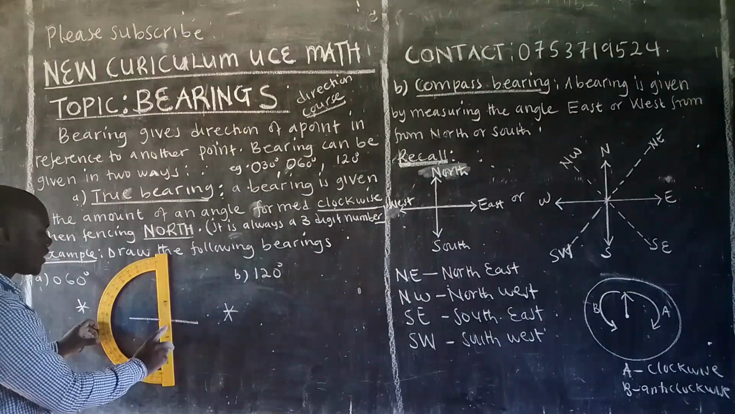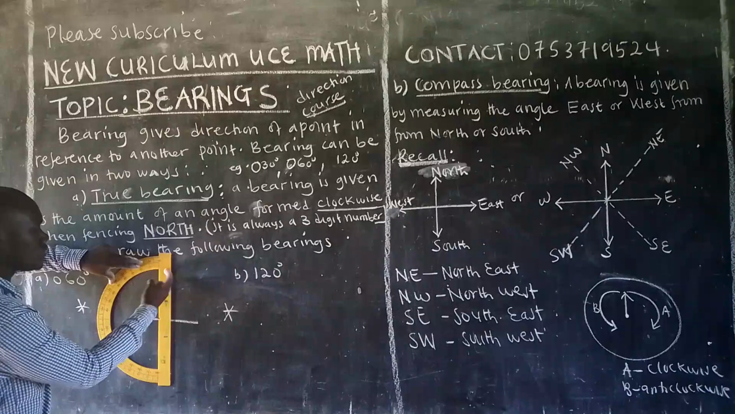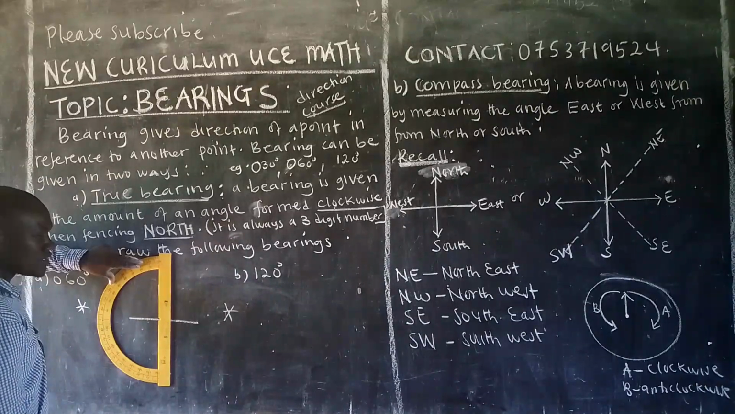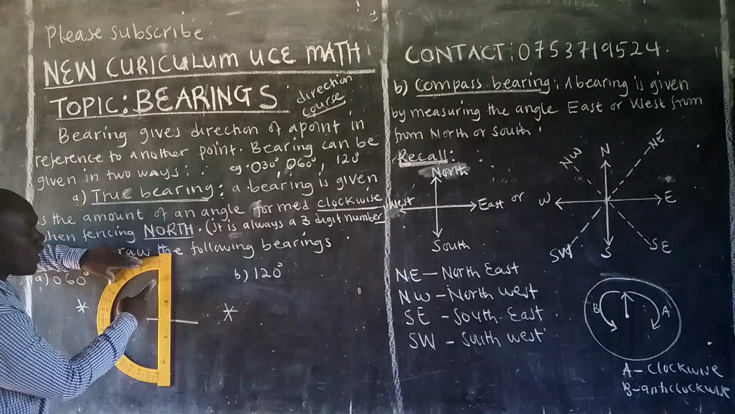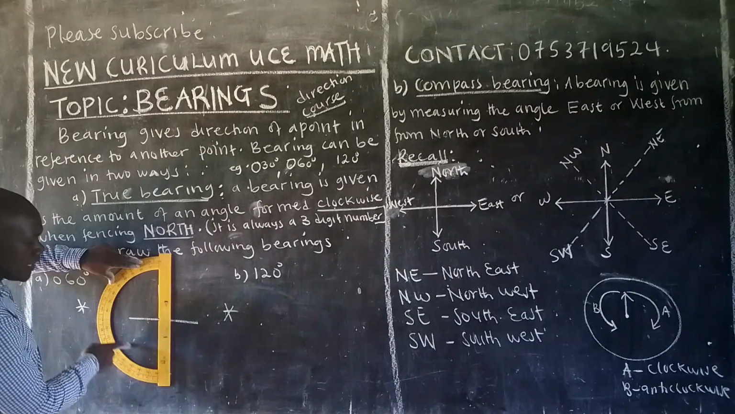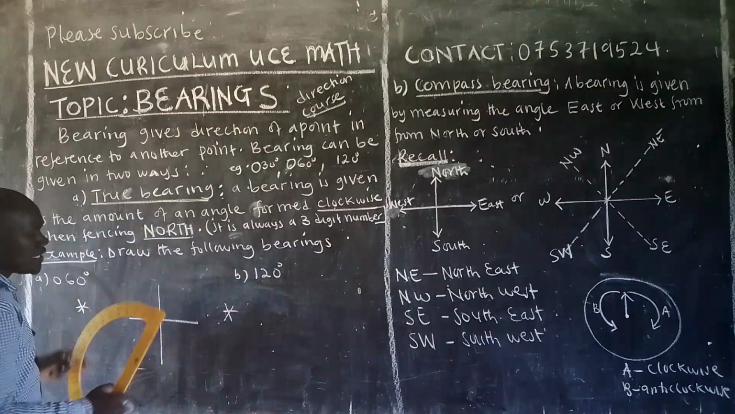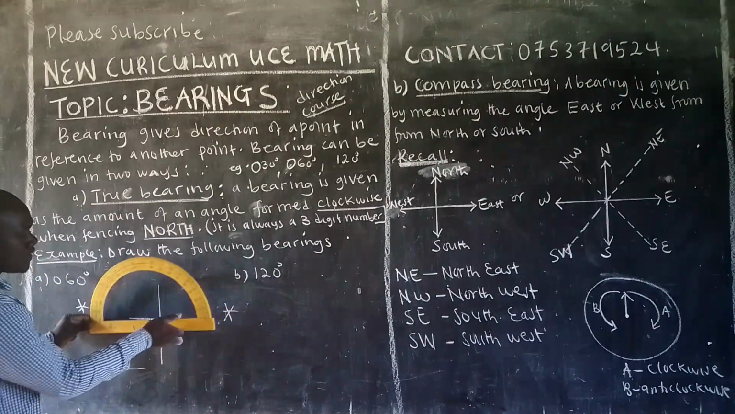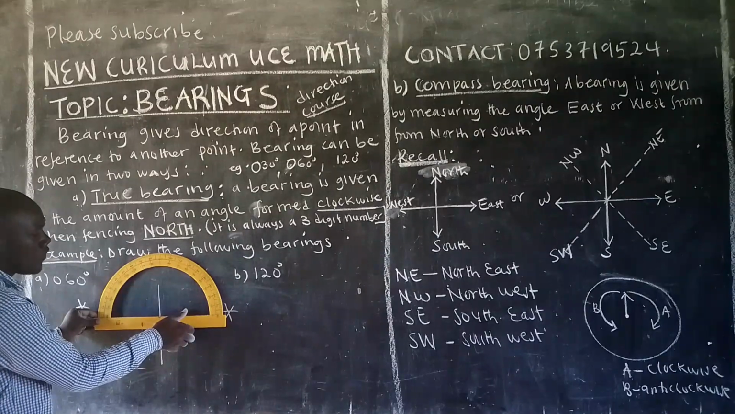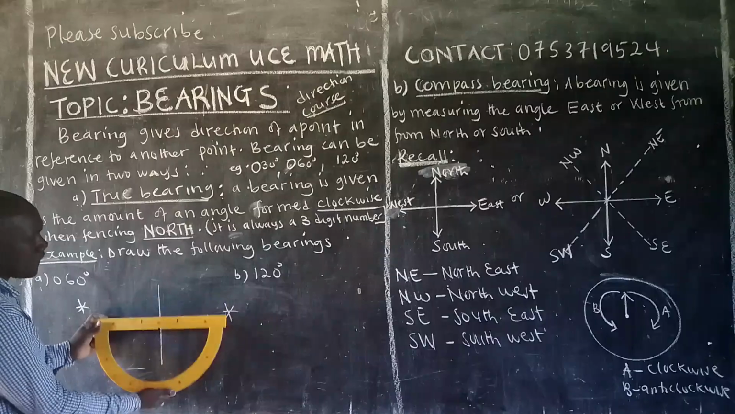And you realize that here there are 2 readings. We have a reading from 0 to 180 and from 0 to 180. You can use either reading depending on which angle you're measuring. If the angle you're measuring comes from this side, then you consider the 0 here. If the angle you're measuring is from this side, then you consider the 0 which is here. All right. Please, it is very wrong in bearings to measure like this. It is very wrong. And it is also very wrong to measure like this.